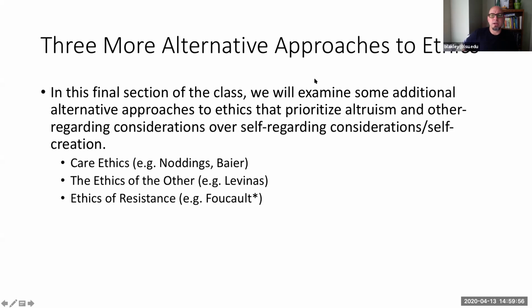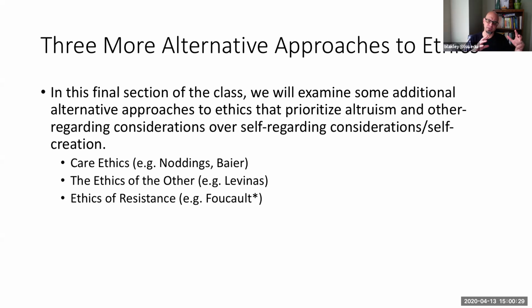So again, we've got three approaches that we'll look at in this chapter. The first two, care ethics and the ethics of the other, Levinas's ethics of the other, or ethics of alterity, sometimes referred to as ethics of transcendence. Those two approaches to moral philosophy are what I would call other-oriented. They prioritize the other, or other individuals, over an egoistic self.